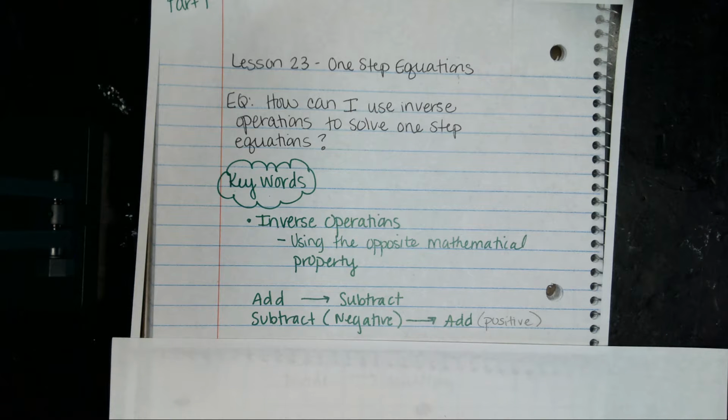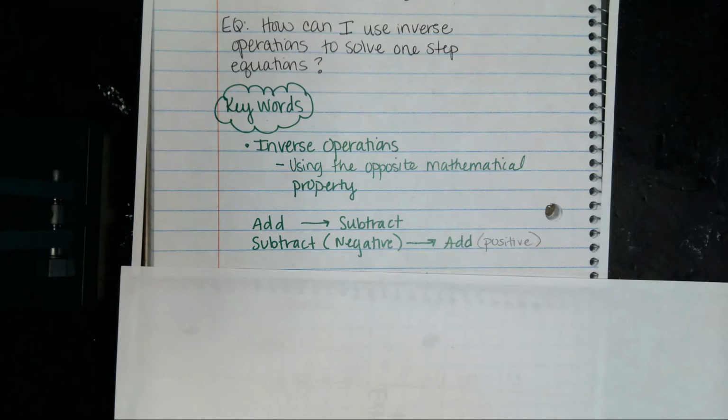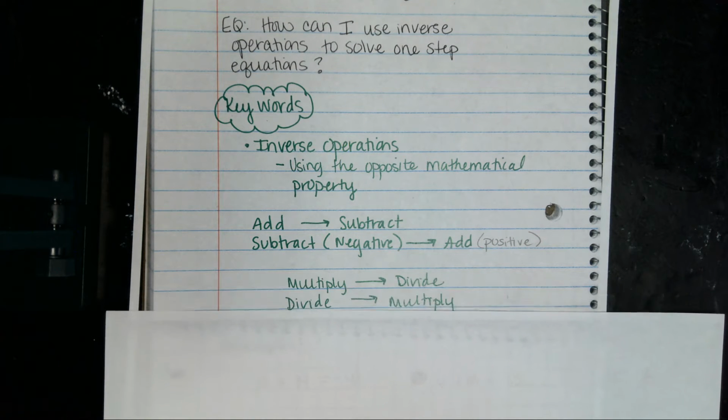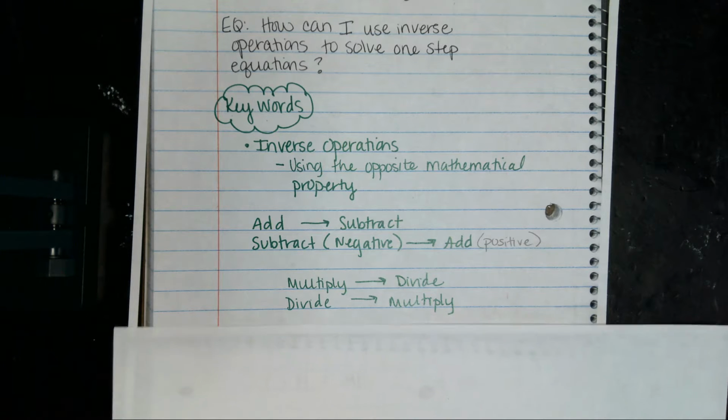Now, just as we have opposites with addition and subtraction, we also have opposites, or an inverse operation, with multiplication and division. So when we have multiplication, our inverse operation is to divide, and when we have division, our inverse operation is going to be multiplication. So we are going to use these inverse operations to help us get rid of a number, because we only want the variable, and then we're going to use that to help us solve our problem. Okay.